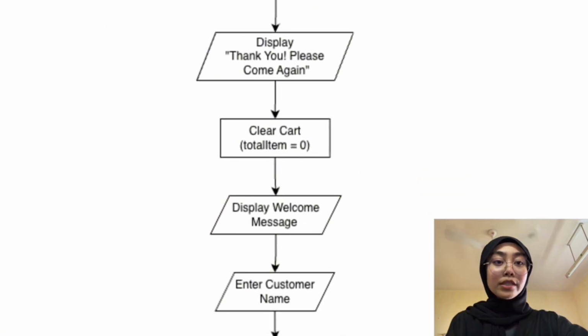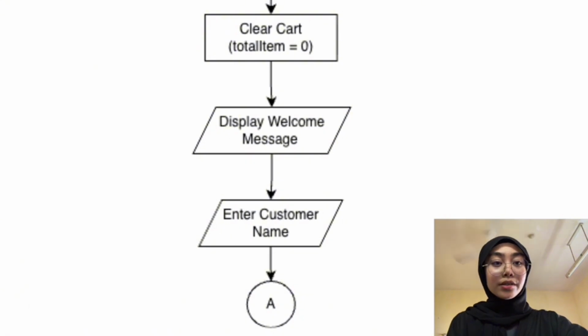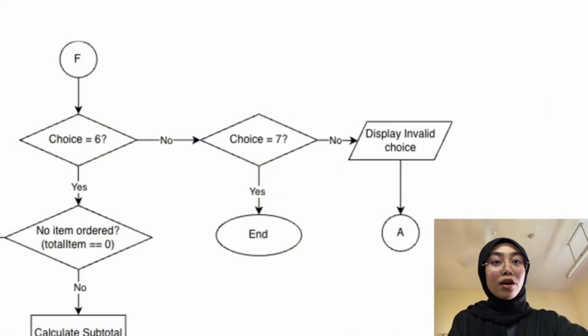Then the system will display "Thank you, please come again." Next, the system clears the customer cart, displays the welcome message again, asks for the next customer's name, and finally returns to the main menu through connector A, ready for the next customer. Lastly, if the customer selects option 7, the program terminates and the flowchart reaches the end symbol.